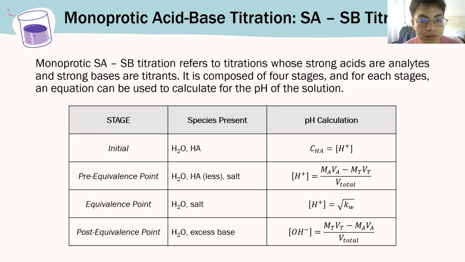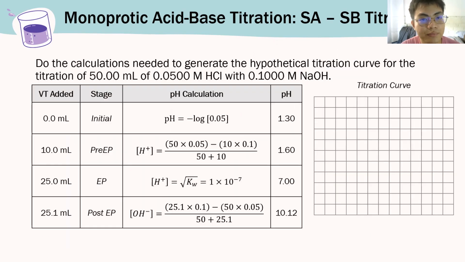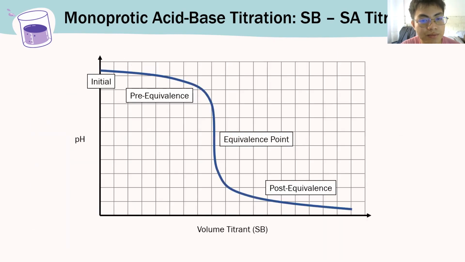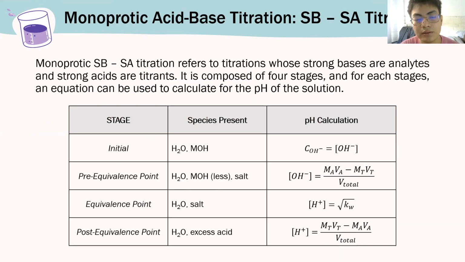kanilang volumes. And for equivalence point, your acid and base will become neutralized and you will form salt and water. Okay. The water here is the one that will predict the pH of the solution, which is, if neutral, 7. So the equivalence point here is 7. And for the post-equivalence point, you have an excess base. So mas maraming titrant kaysa sa analyte. Okay. And the same story is true for the SBSA, no?